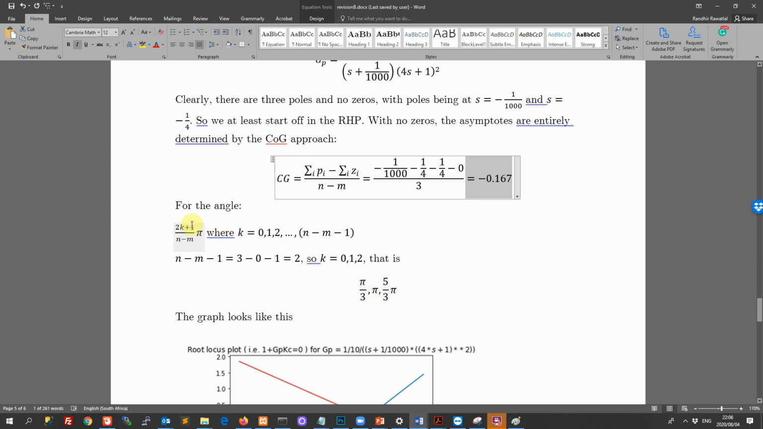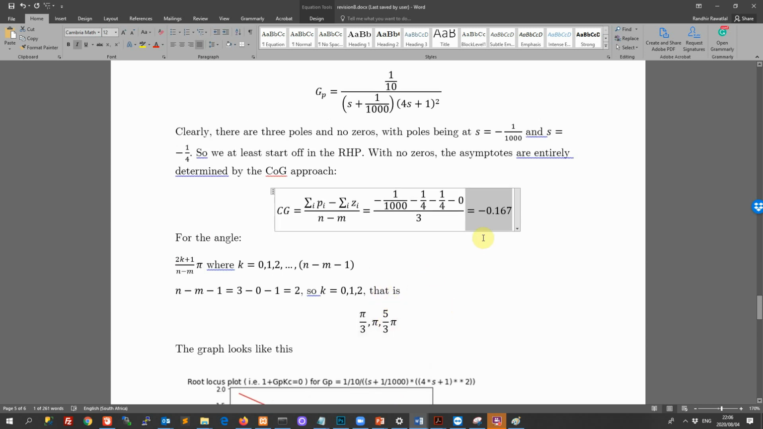And then when k is a 2, then that's 4 plus 1 is 5 over 3, so 5/3 pi. So that's an angle of 60 degrees, 180 degrees, and minus 60 degrees. So that's actually enough information. So you can say I've got 3 asymptotes, one originating from minus 1 over 1000.